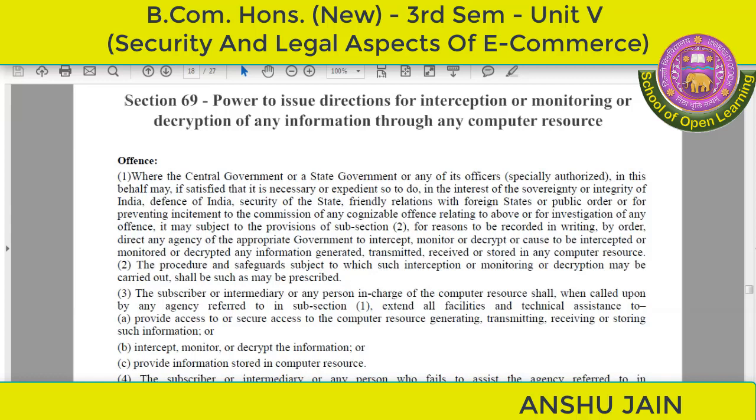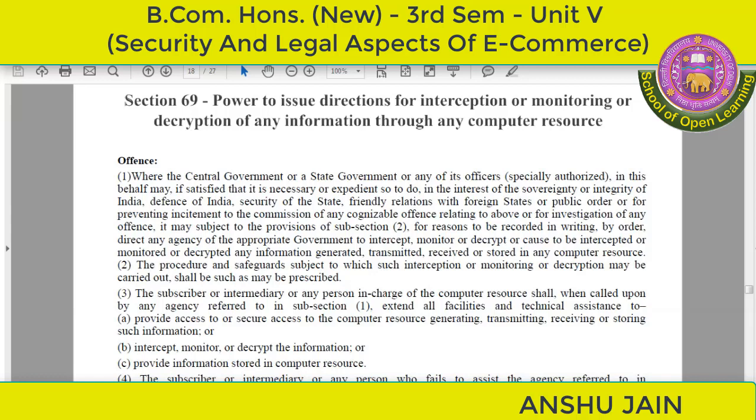to the provision of subsection 2, for reasons to be recorded in writing, by order, direct any agency of the appropriate government to intercept, monitor, or decrypt, or cause to be intercepted, monitored or decrypted any information generated, transmitted, received or stored in any computer system.